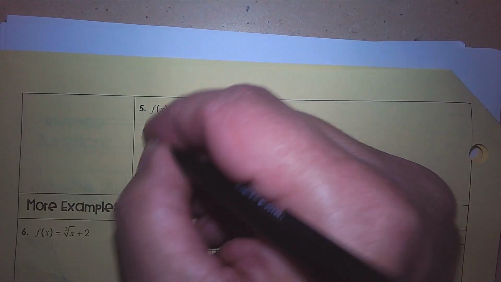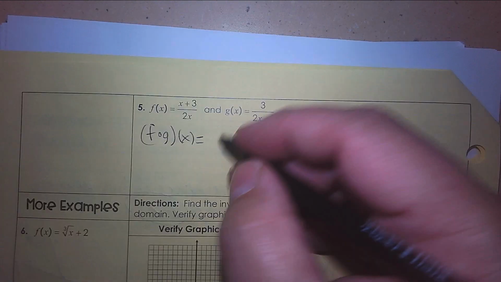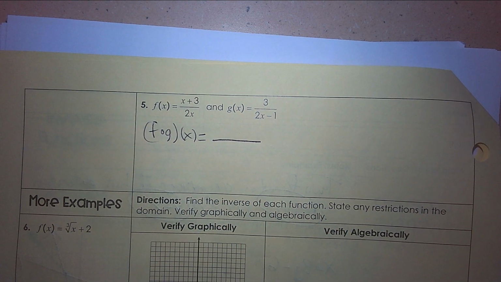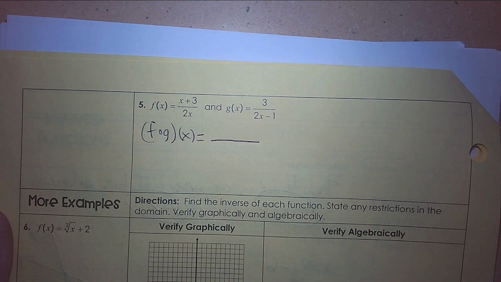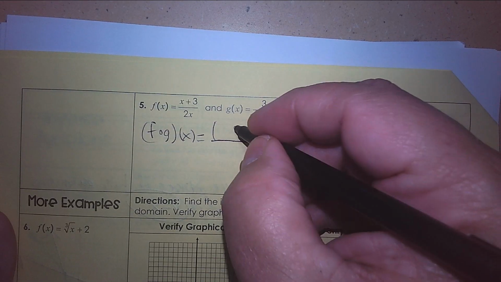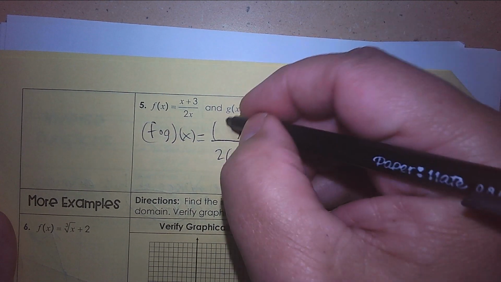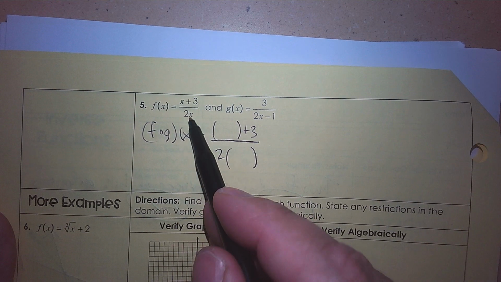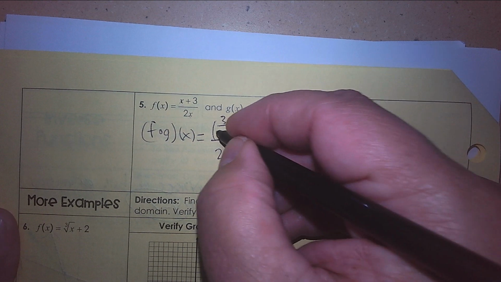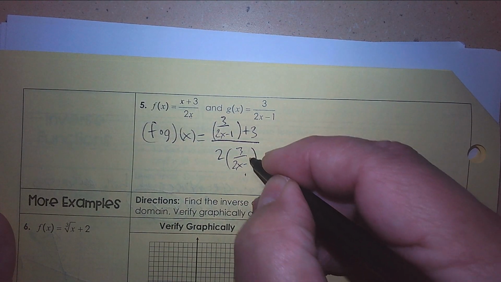So, F composed by G. That's how you know if they're inverses. So, what should I write down if I'm composing? Okay, so 3 over 2x minus 1 plus 3, and then over 2x. Do you notice I just take out the x and put in parentheses, and inside the parentheses will be 3 over 2x minus 1 and 3 over 2x minus 1. All right, Kim.